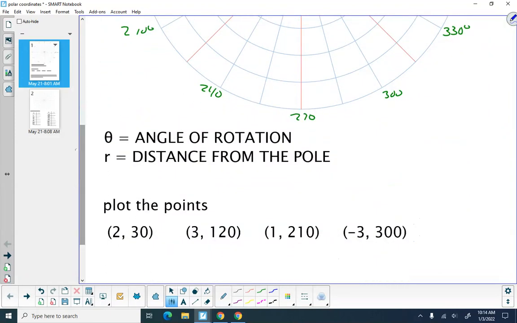So what we're going to take a look at is plotting these points. We want to plot the ordered pair (2, 30). First off, the ordered pair that we deal with here is (r, theta). Your r value comes first, your theta value comes second. We want to graph the ordered pair (2, 30), which means our r value is 2, and our theta value is 30.